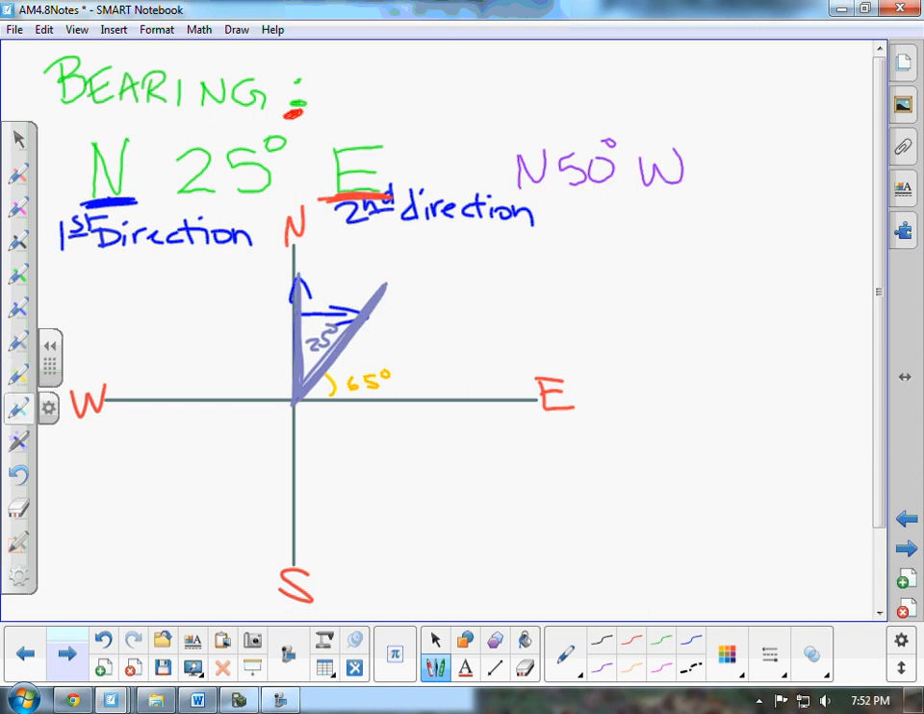Now, it may also give you another direction. It'll say maybe it travels for 10 miles, and then at this point it goes north 50 degrees west. So we draw another coordinate plane here, and again we go north and then 50 degrees to the west, which makes this angle 50 degrees, and that would put this angle right here at 40 degrees. Then you may have to find out what the distance is somewhere. Just remember, make some friends by making some right triangles and then figure out what you have.